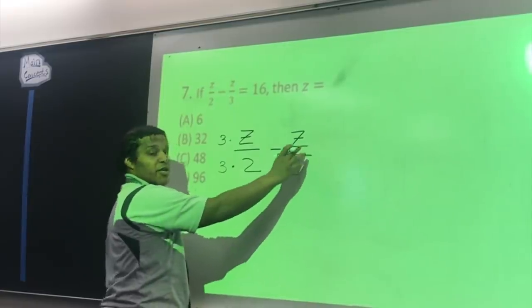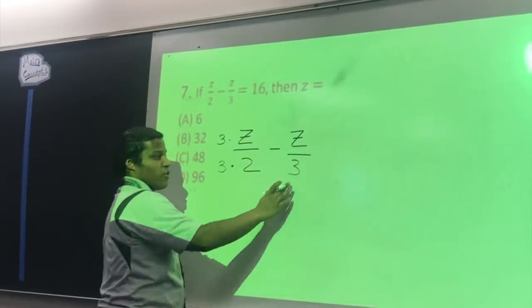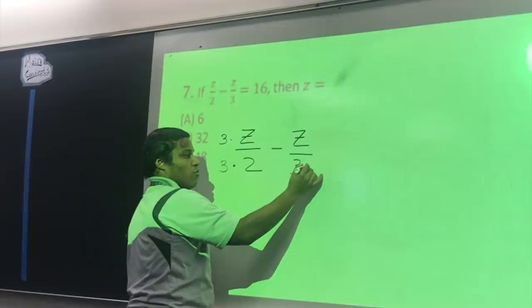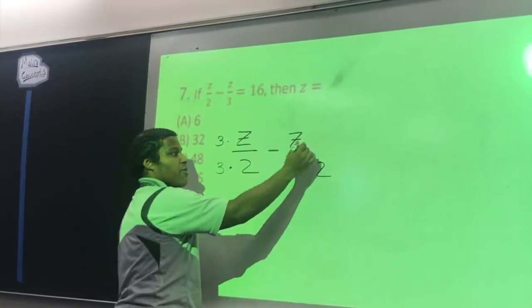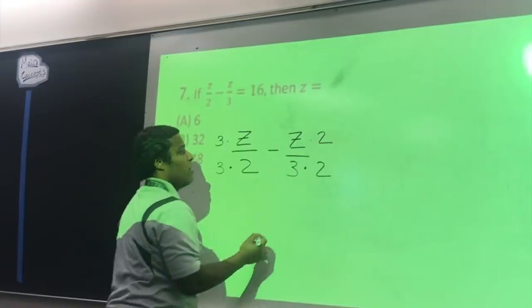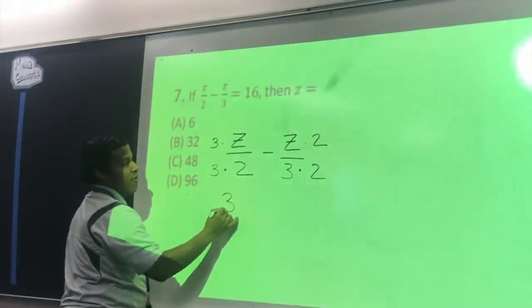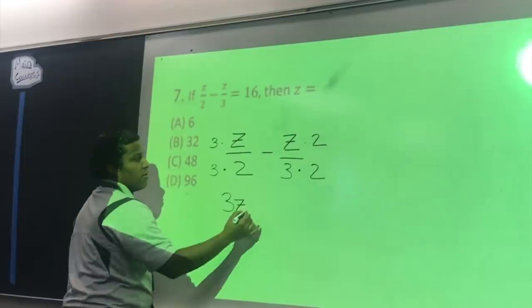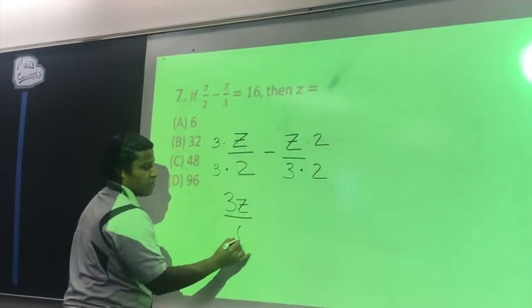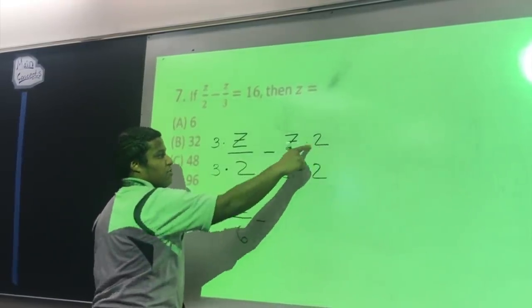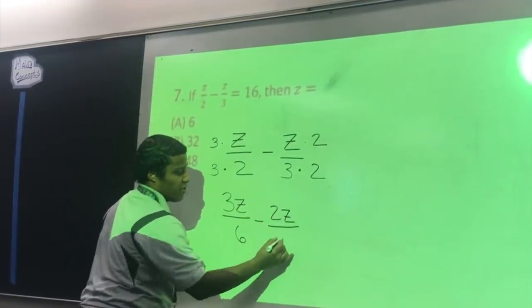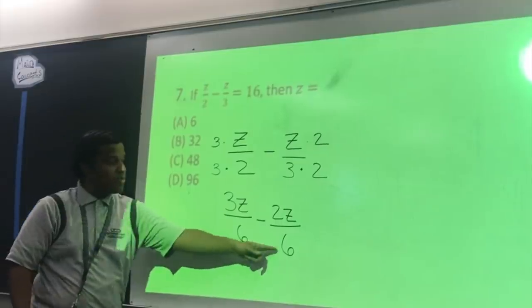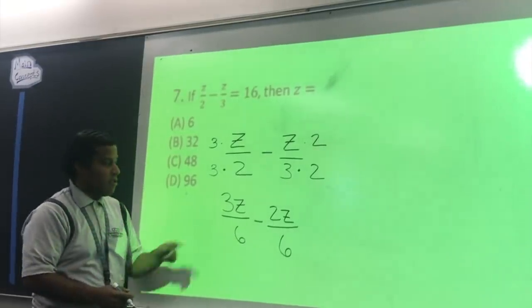Before I simplify, I'm going to change my other fraction as well. 3 times 2 would give me that 6 that I was aiming for. Whatever I do to the denominator, I do to the numerator. This gives me 3z over 6 minus 2 times z is 2z over 6. Now that I have a common denominator, I can go ahead and subtract.